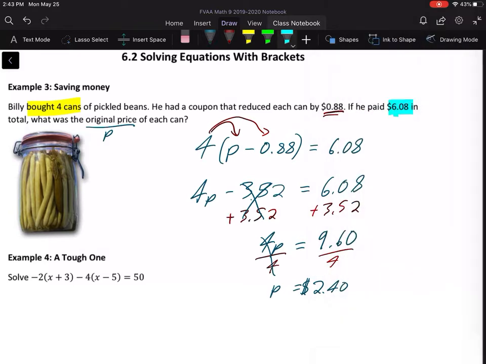Now when you're dealing with money, even though here I don't have a second decimal place, you always keep 2 decimal places with money. That's just how money works. 2 decimal places. We have pennies, we have dimes, we have nickels, we have quarters. Those are all in the 2 decimal places, and then dollars obviously are in front of the decimal. Okay, so that's how you would set up that word problem.